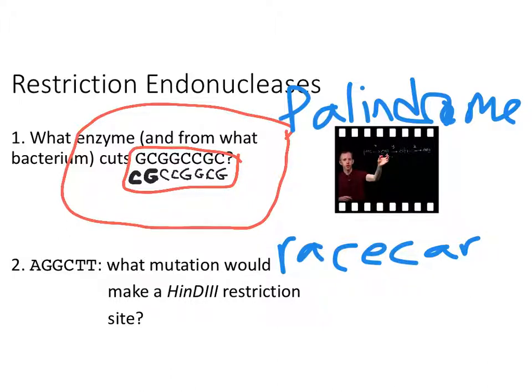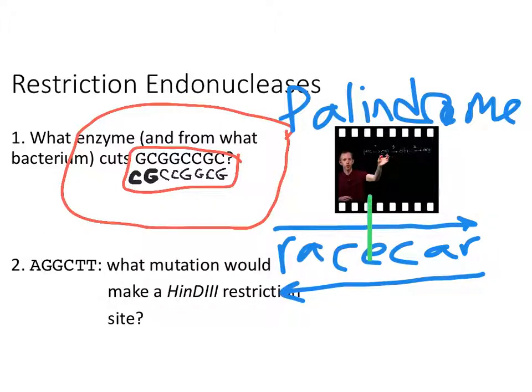It's the same forward as back. It's something that reads the same in one direction as it does if you turned the letters around and read it in the other direction. It's a mirror image of itself around some vertical axis. The RACECAR. This restriction enzyme site is a palindrome.